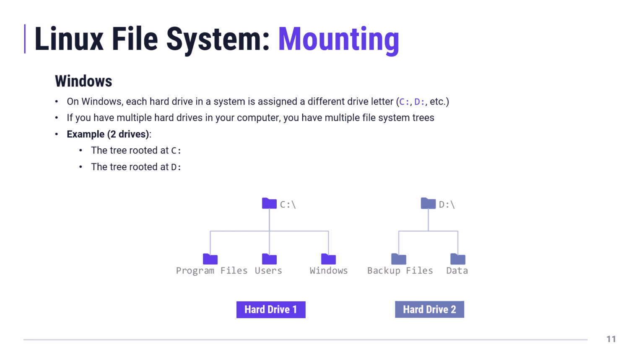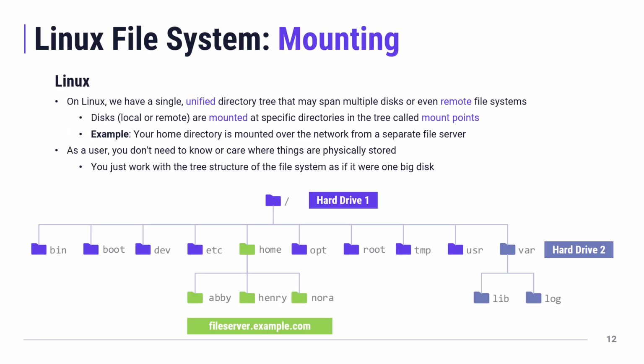So example here, I've got 2 hard drives in my computer. We've got the C drive, that's one directory tree, and then we've got the D drive. 2 different directory hierarchies. Now on Linux, they do things a little bit differently. So you've got a single unified hierarchy that could potentially span multiple disks. It could even span across computers. So you could be accessing remote file systems within your hierarchy.